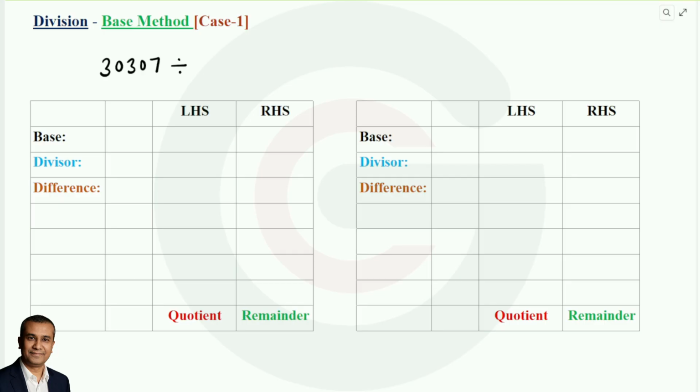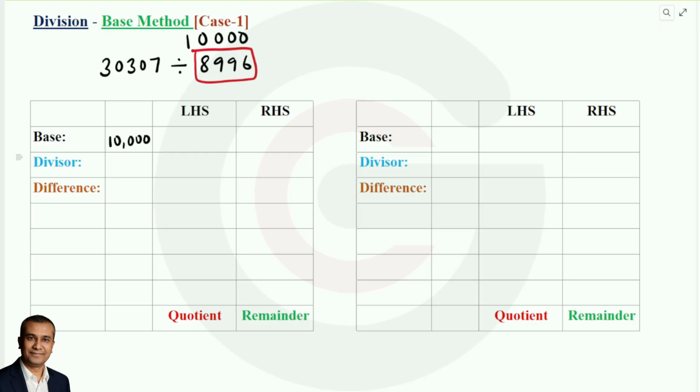30307 divided by 8996. Now the divisor is having 4 digits. So what is the number which is closer to 8996? It is definitely 10,000, isn't it? So that is the base number. So let me write the base number here, 10,000.